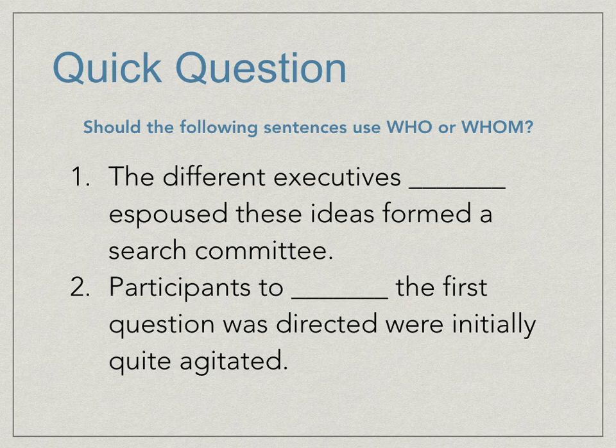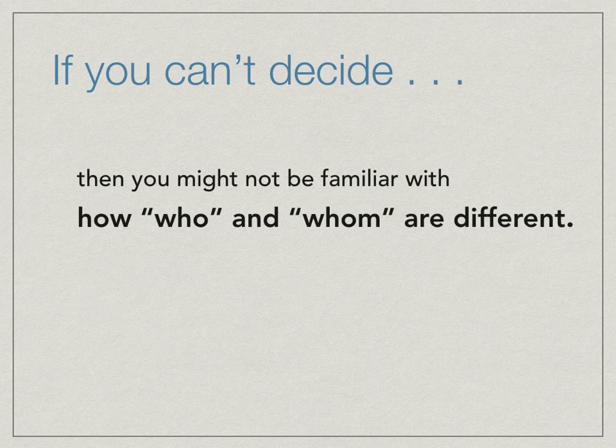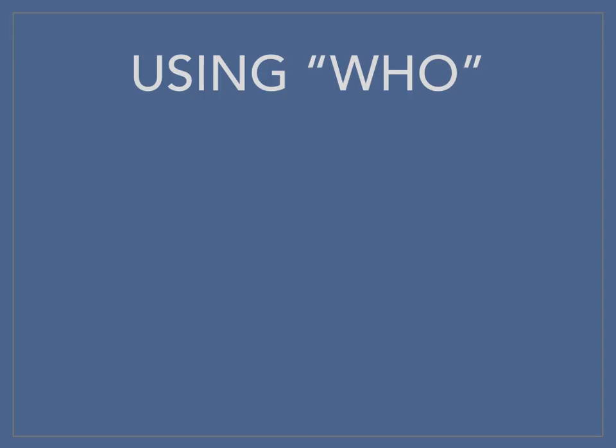Now, the idea with who and whom is each of those will need to refer back to a noun that is a person of some kind, in contrast, usually, to things like which or that. But the question then becomes, okay, we know that who and whom are referring to people, so which one do you go with? If you can't decide, then you simply might not be familiar with the fundamental difference here. So let's take a look at all that.